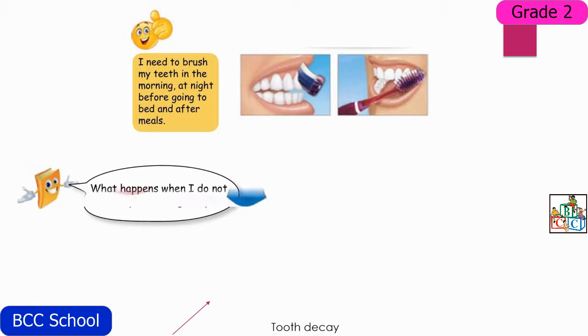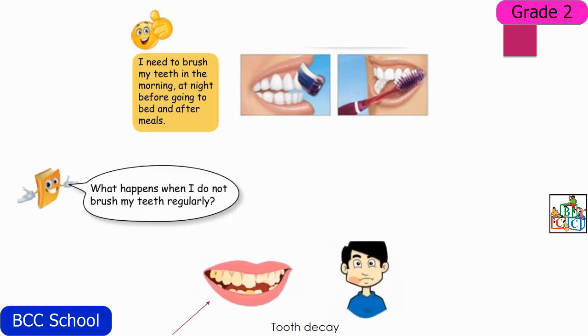You will have tooth decay. Your teeth will be yellow. It will break down. You can see in the picture here how the teeth are. They are ugly. Yes or no? So that's why it's important to brush your teeth every day. And you can also have swelling. So if your mouth is like this, you will have diseases.